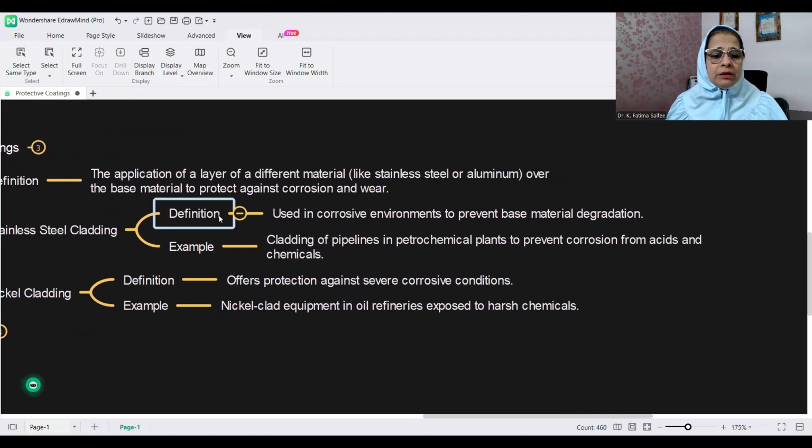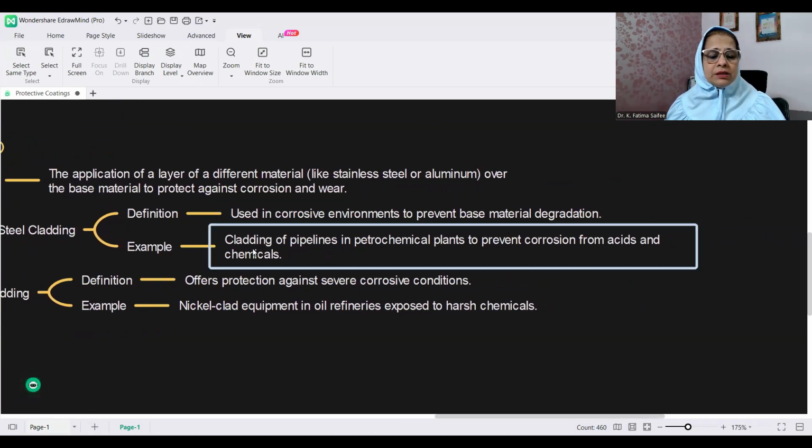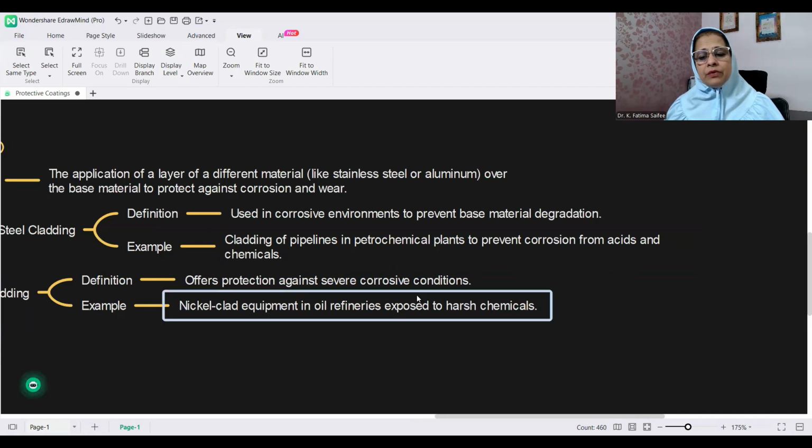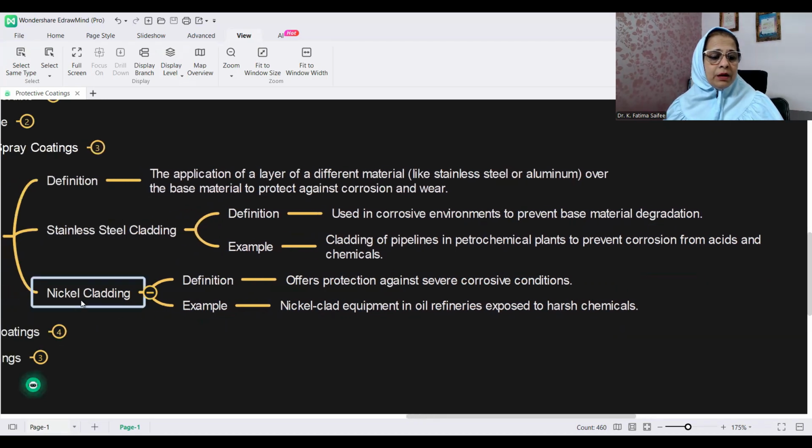Stainless steel cladding is used in corrosive environments to prevent base material degradation. Example: cladding of pipelines in petrochemical plants to prevent corrosion from acid and chemicals. Whenever there is a chance of corrosion from acid and chemicals in petrochemical plants, we use that type of cladding. Now, nickel cladding.